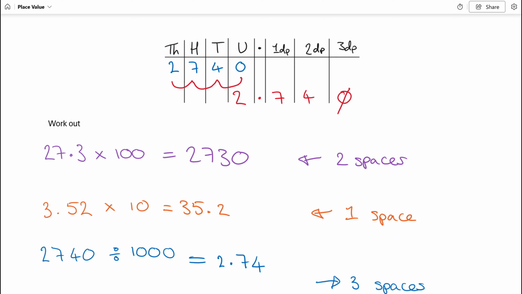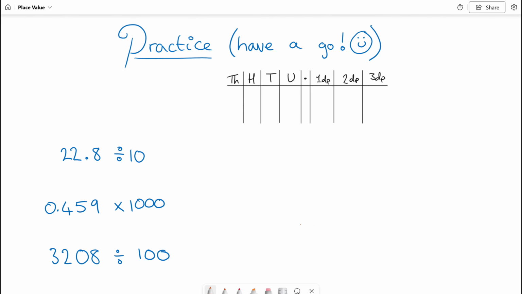If you were timesing by 10,000 or 1,000,000, as long as you stick to your rules about seeing if it's being multiplied or divided and seeing how many zeros in the multiplier, then you can't really go wrong. All right, let's check out some practice for you to have a go then. See you there. Here's some examples for you to try. Feel free to pause the video and have a go at them, and then resume the video when you are ready for the answers.